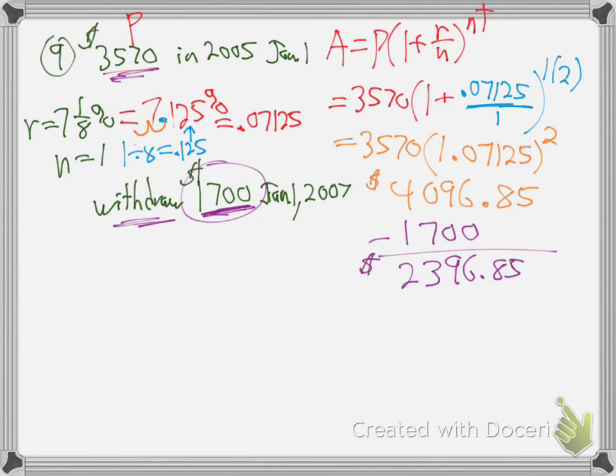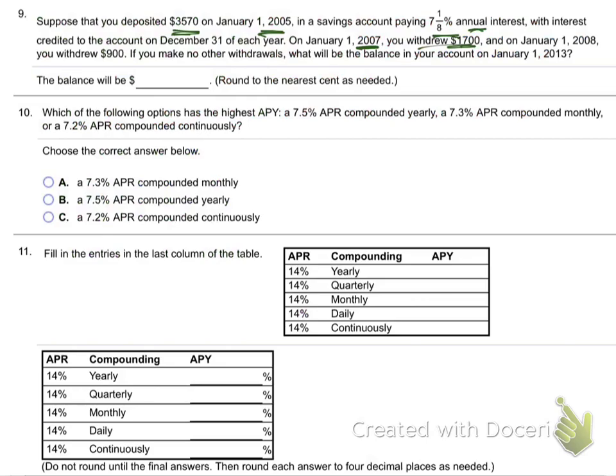2396.85. Just subtract that in your calculator. So now there's $2396.85 sitting in the account because we pulled out 1,700, right? Now let's go. Then they have another step for us. We'll take a break after we finish this one. I promise. We're almost there.